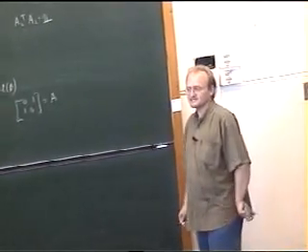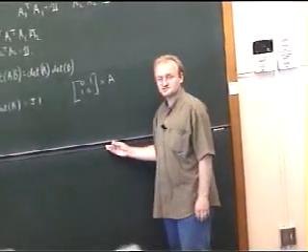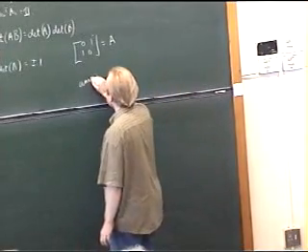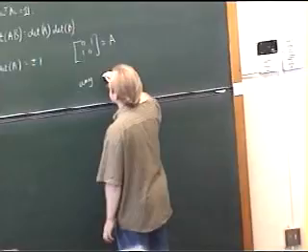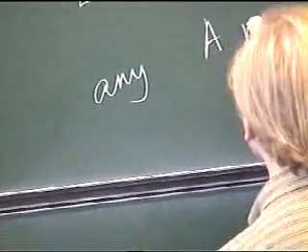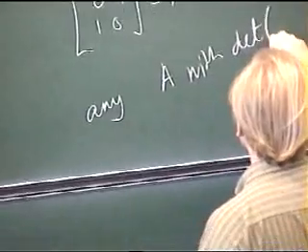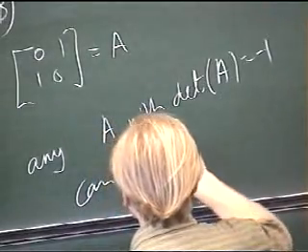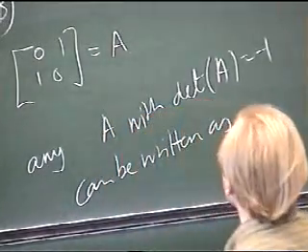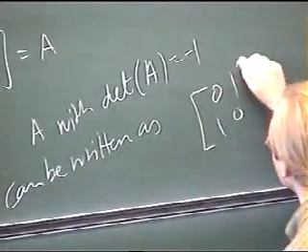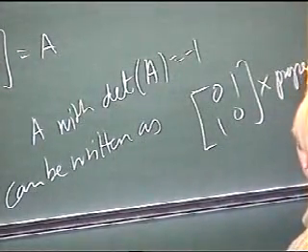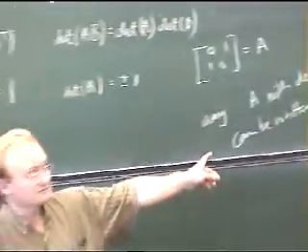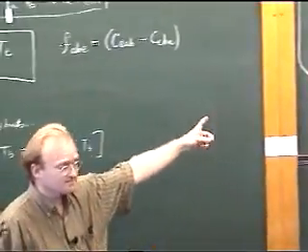Now, my claim to you, so this is a nice thing to try to prove. You can look for a counterexample first, I guess, is to show that any A with det A equal to -1 can be written as 0, 1, 1, 0 times a proper rotation. So multiplied by one of the rotations with theta equal to +1.